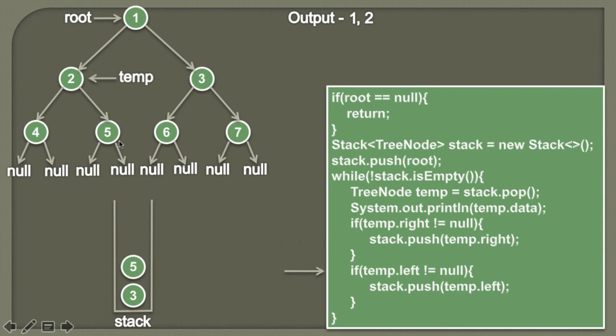And then we'll check whether temp left is equal to null or not. So here you can see temp left is pointing to the node having data as 4. Therefore we'll push the node 4 on the stack. And then we'll again execute the while loop and we'll check whether stack is empty or not. So currently stack is not empty. Therefore the while loop executes. And now in the first step we'll simply pop an element which is on the top of the stack. So here we know that 4 is on the top of the stack, so it will be popped out, and now temp will point to the node 4.